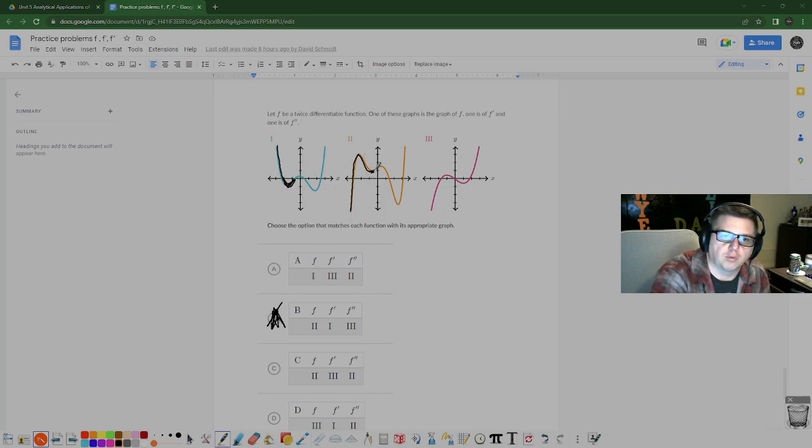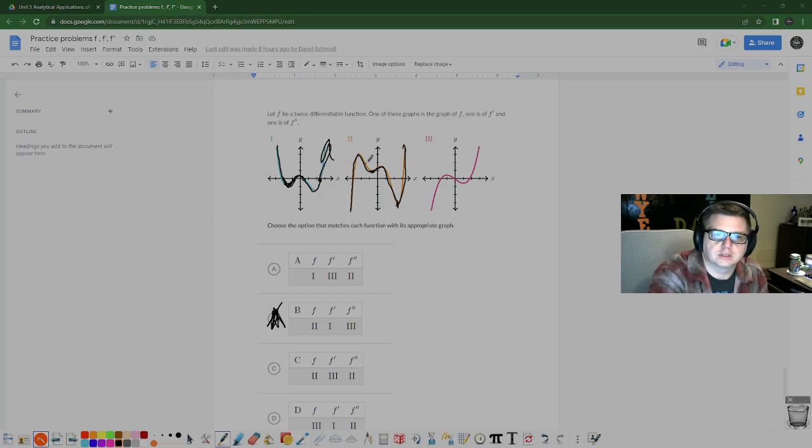Or a little after 1. Then we're increasing till we get past 0, sorry. And then we decrease till we get to probably right about this point, between 2 and 3. And then it increases the rest of the way.